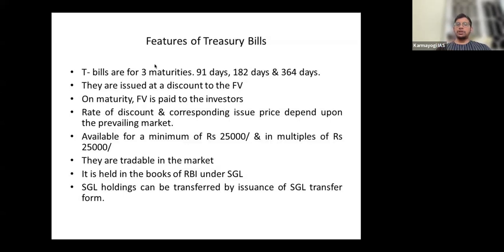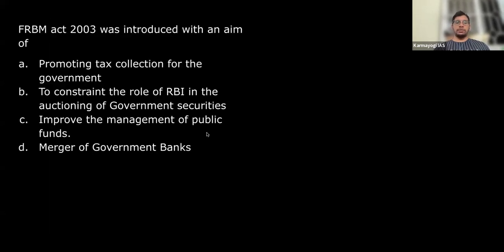So there are 3 maturities in treasury bills: 91 days, double that 182, and double that 364. They are issued at a discount to the face value, so based on the auction and maturity period, they will get it. They are available at a minimum of 25,000, and in multiples like 25,000, 50,000, 75,000, 1 lakh. So this is about the treasury bills.